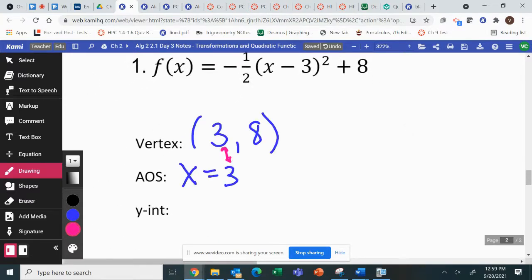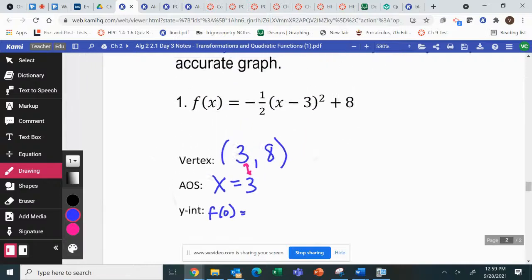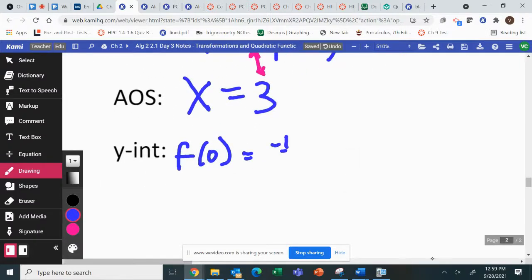Next is y-intercept. That is where I was using the f of 0 to plug in 0 for x. So start with negative. Yeah. So -1/2, 0 minus 3 squared plus 8.